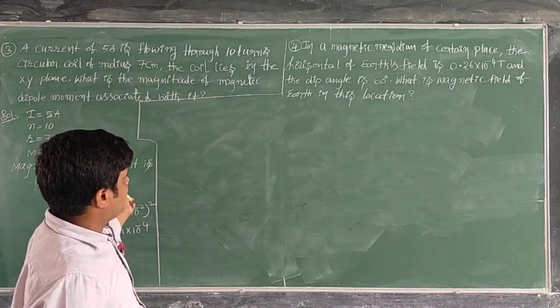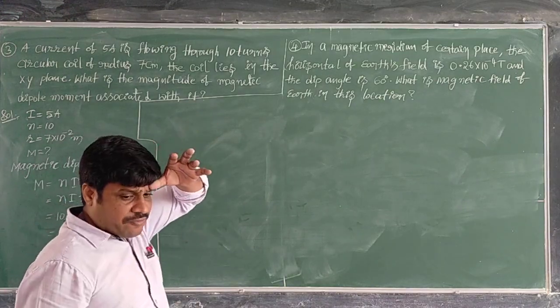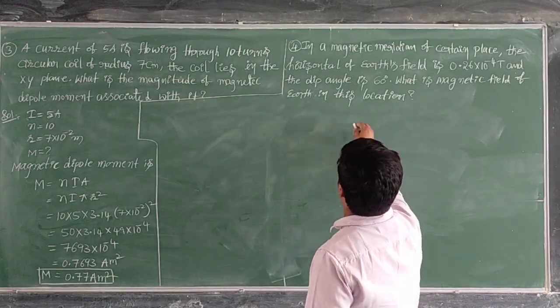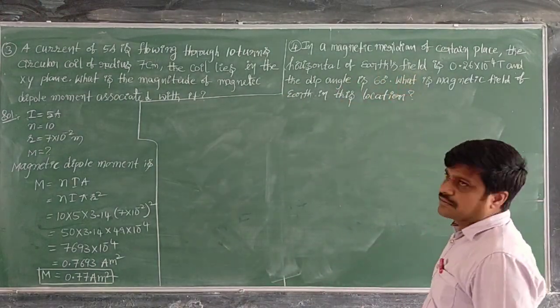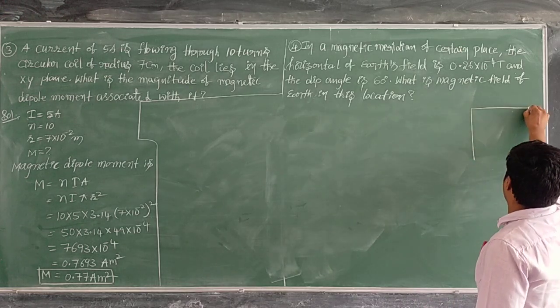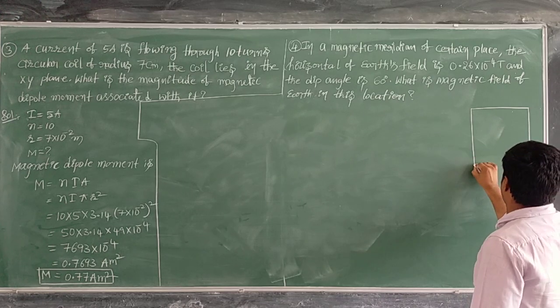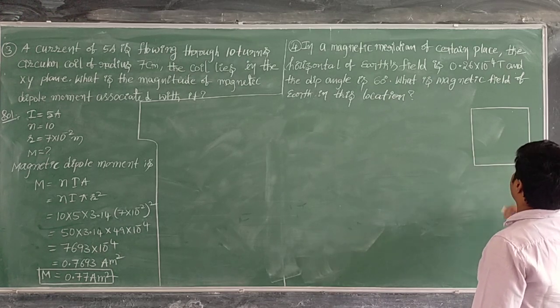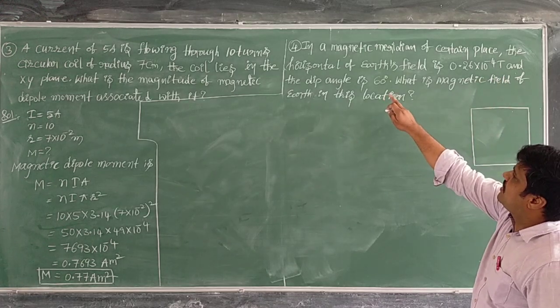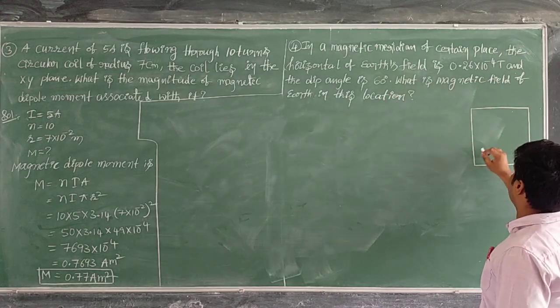Right, now this is another problem. See, the fourth problem, I am going to explain the fourth problem. You just see, in a magnetic meridian, we can take it in a simple method like this. Now in a magnetic meridian, at some place, the horizontal component of Earth's magnetic field has been given.